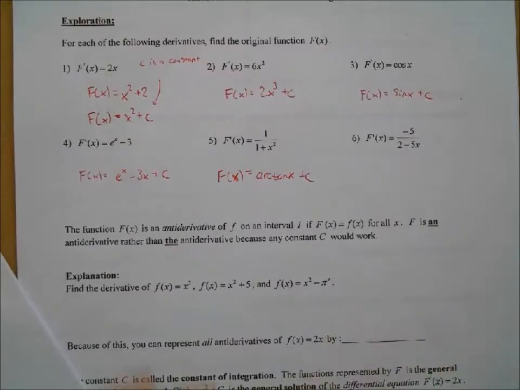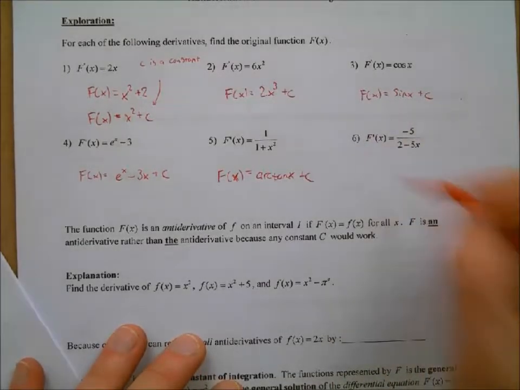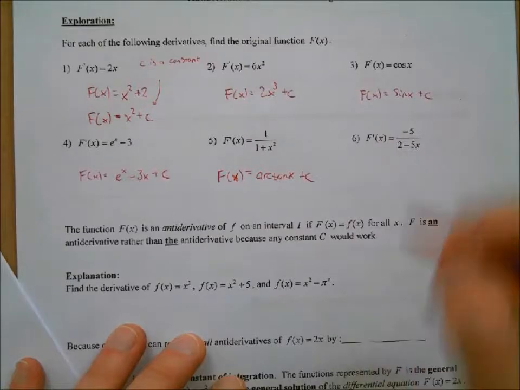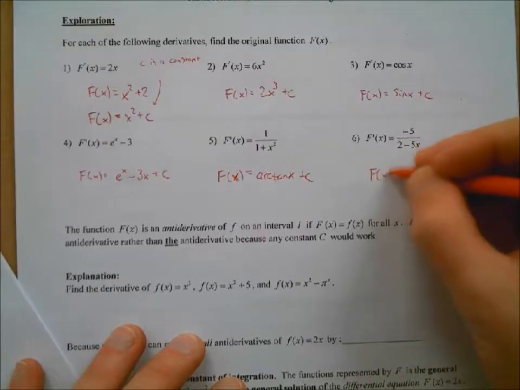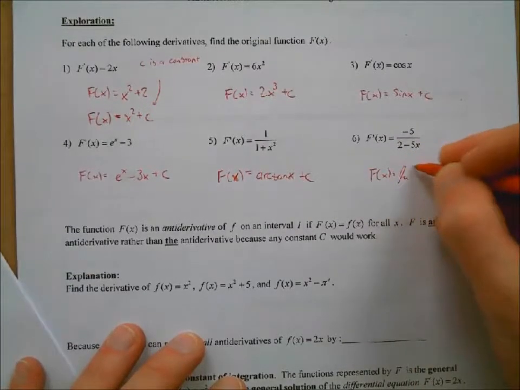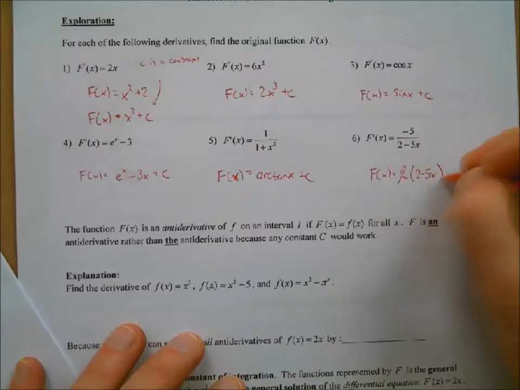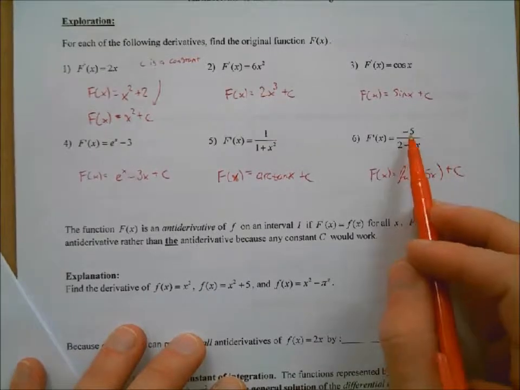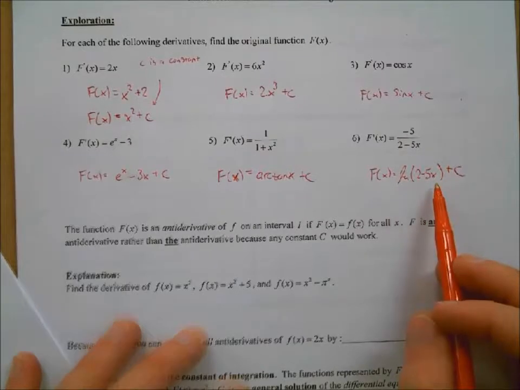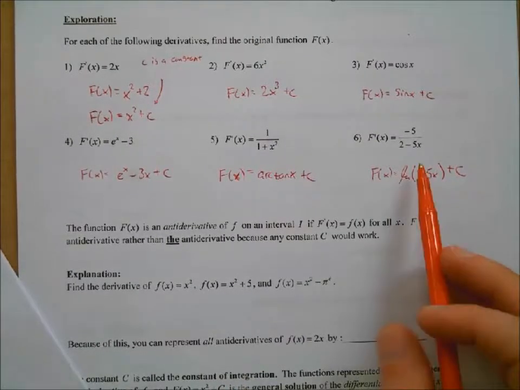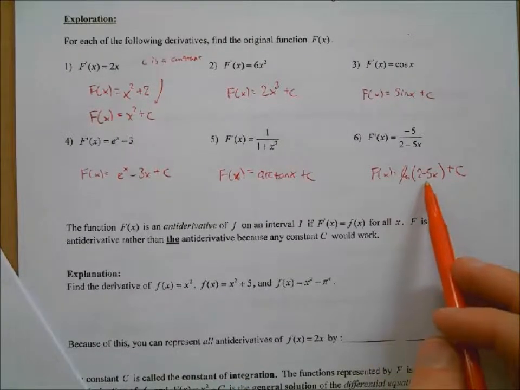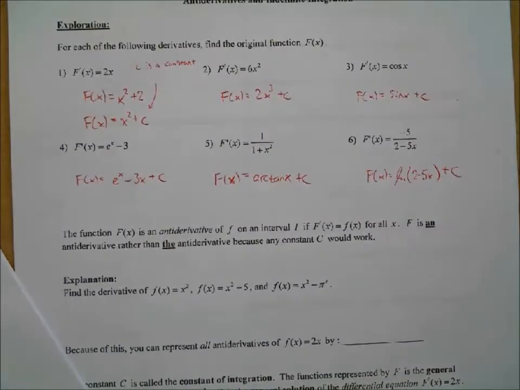All right, and then how about this one? Natural log of 2 minus 5x plus c, right? The negative 5 we're going to get because what's the derivative of natural log of something? It's 1 over that something. 1 over 2 minus 5x. Then times the derivative of what's inside. The derivative of what's inside here would be a negative 5. So there's where that negative 5 comes from. Okay, and then plus the c.